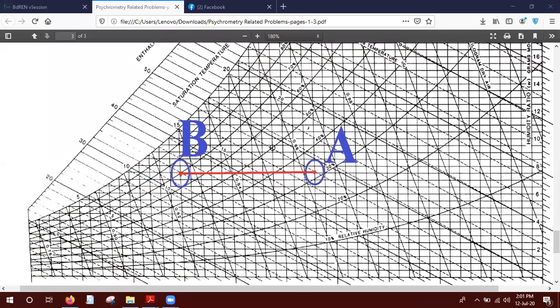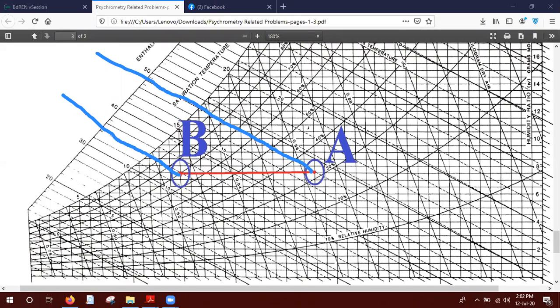And last but not the least, that is the enthalpy. The enthalpy drop. So let me draw the line in the enthalpy. This is the B point line, and if I draw the line for the A point, this will be the A point line. Okay, so let me find out the value and then subtract.